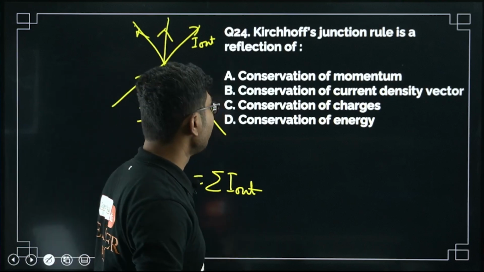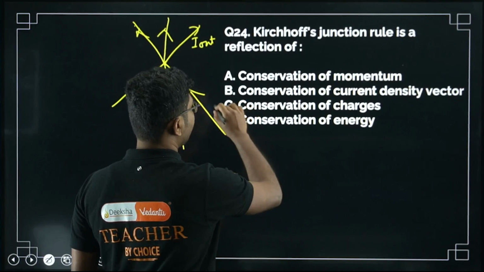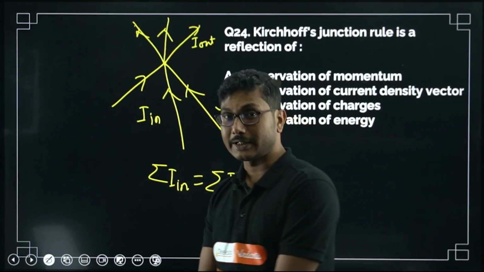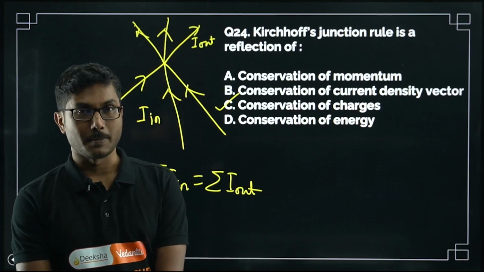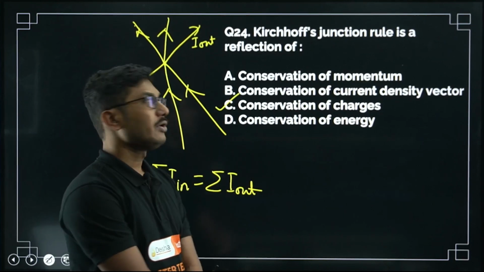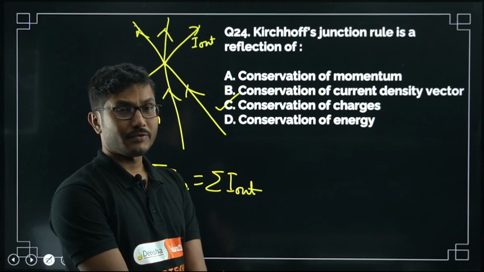So Kirchhoff's junction rule is basically conservation of charge. Kirchhoff's loop rule, on the other hand, is conservation of energy. I have discussed this many times if you have missed it. So Kirchhoff's junction rule is conservation of charge, Kirchhoff's loop rule is conservation of energy.